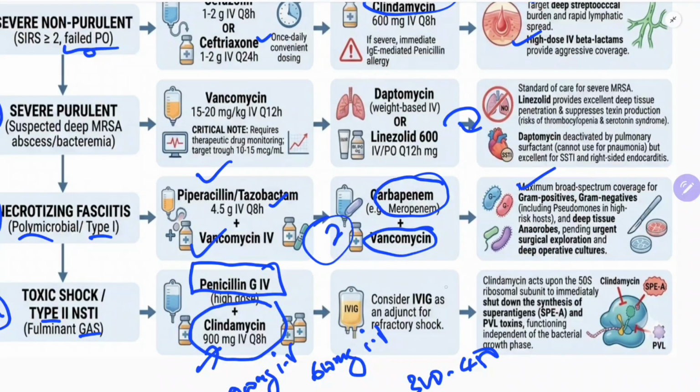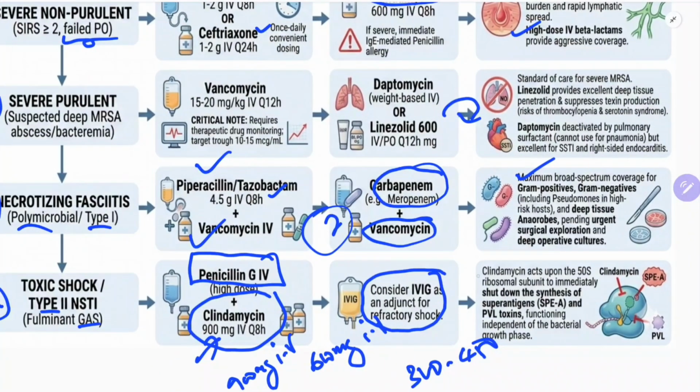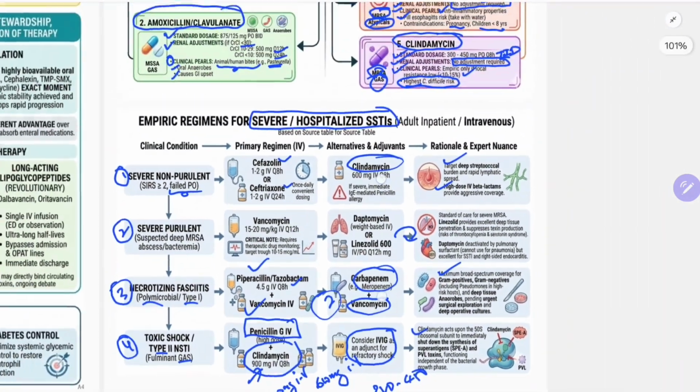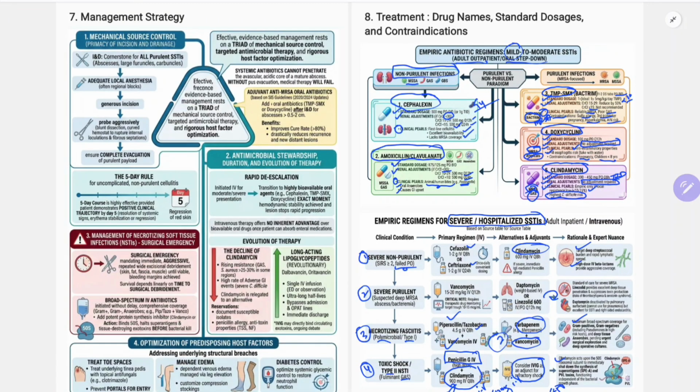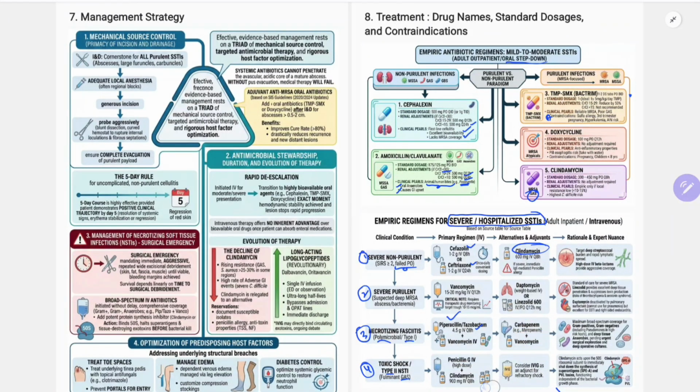Okay, you can consider IV immunoglobulin as an adjunct for refractory shock. So clindamycin acts upon the 50S ribosomal subunit to immediately shut down the synthesis of superantigens like SPEA and Panton-Valentine leukocidin toxin, functioning independent of the bacterial growth phase. So that's about the management of mild as well as moderate, severe, purulent as well as non-purulent infection.